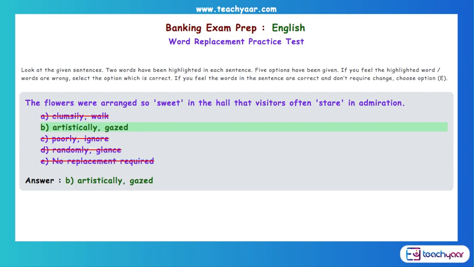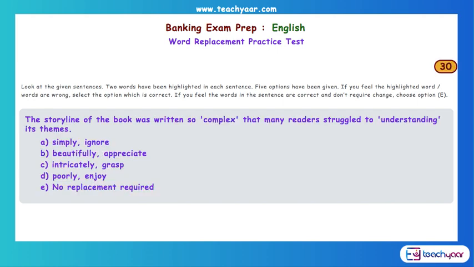And when something is very beautiful, what happens? Visitors often stare in admiration is correct. But if you see the verb, the flowers were arranged, so visitors often stared would have been okay. Here we have a substitute, gazed. Next question.